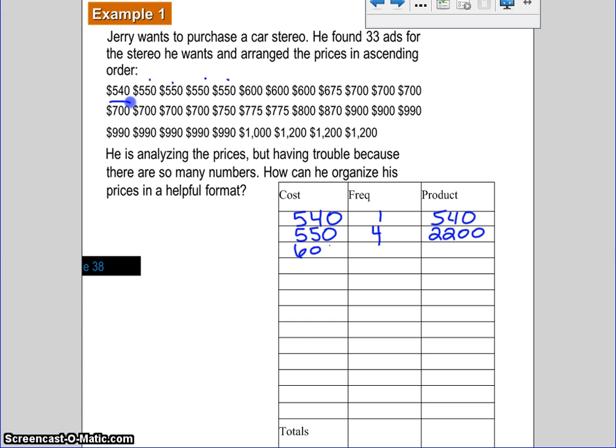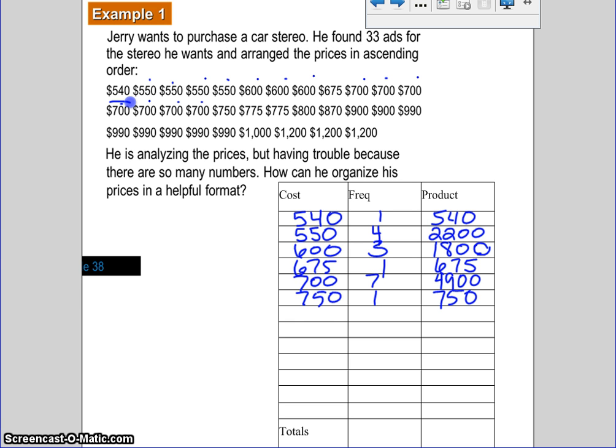Next, we have 600. And there's 1, 2, 3 of those. 3 times 600 is 1,800. Next, we have 675. There's one of those, so 1 times 675 is 675. We have 700, and it looks like there's 1, 2, 3, 4, 5, 6, 7, 700. So 7 times 700 is 4,900. Next, we have 750, and it looks like there's only one of those, so 1 times 750 is 750.